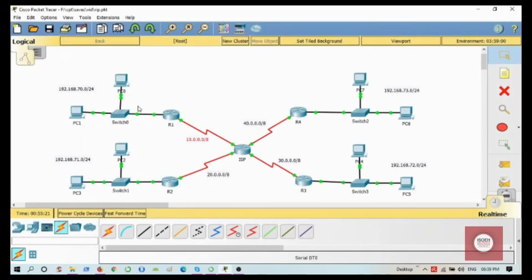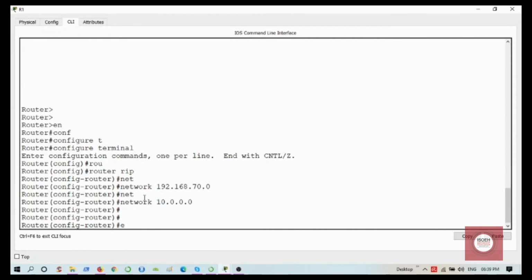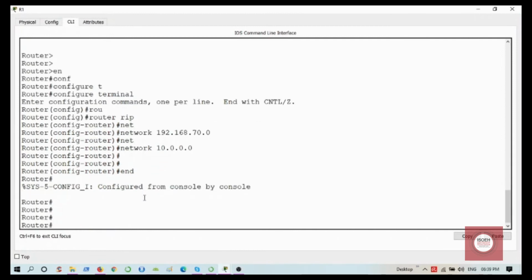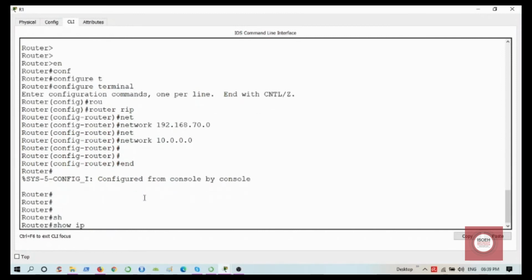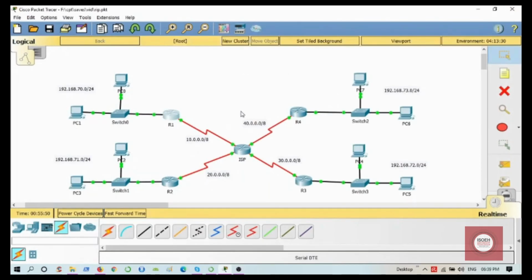So let's check the routing table of R1. Let's move on to the privilege mode, show ip route. Okay, here you will see that these networks were not directly connected with this router R1, but they are now present in the routing table of R1. So we are good. You can check the other routers if you want.